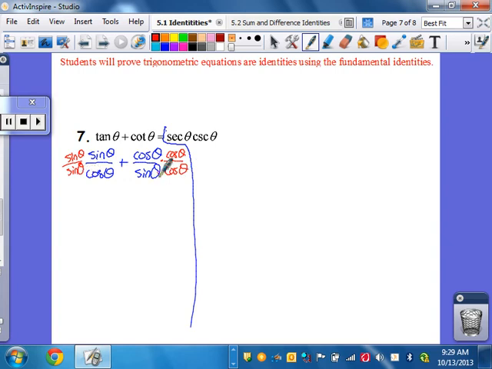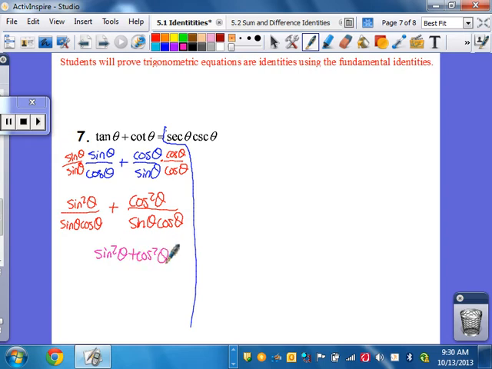So now if I simplify this out, I have sine squared theta on top over my sine theta cosine theta plus cosine squared theta on top, sine theta cosine theta. Now with a common denominator, I now can shove them together. All right, and I'm going to use a different color here. So sine squared theta plus cosine squared theta over that common denominator.